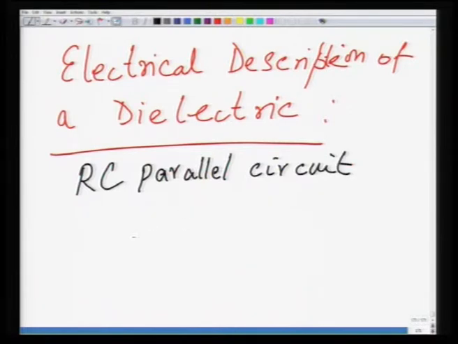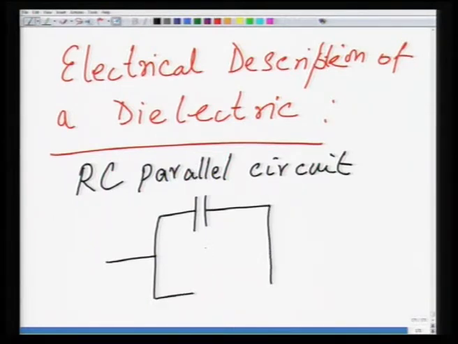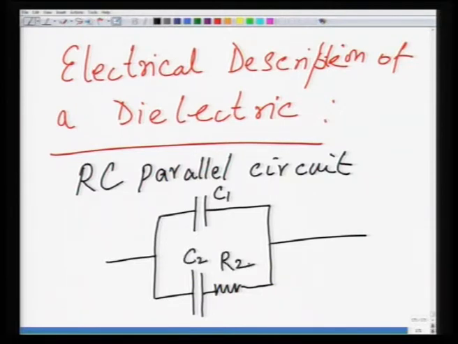So, a perfect dielectric material, as hypothesized by Debye, looks something like this. It is made up of a capacitor and an RC element. R and C are in series, which are parallel to another capacitor. So, let us say this is C1, this is C2 and this is R2. This is how an ideal dielectric material looks.